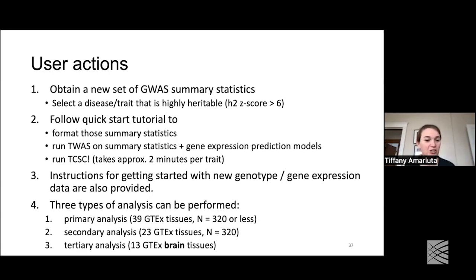And then finally, a tertiary analysis where we just focused on brain tissue, where the motivation behind that was for a brain-related trait, perhaps it's not necessary to include non-brain tissues if you know that the causal tissue is somewhere in the brain. Because we know from simulations, power does decrease for the more tagging tissues that are added.